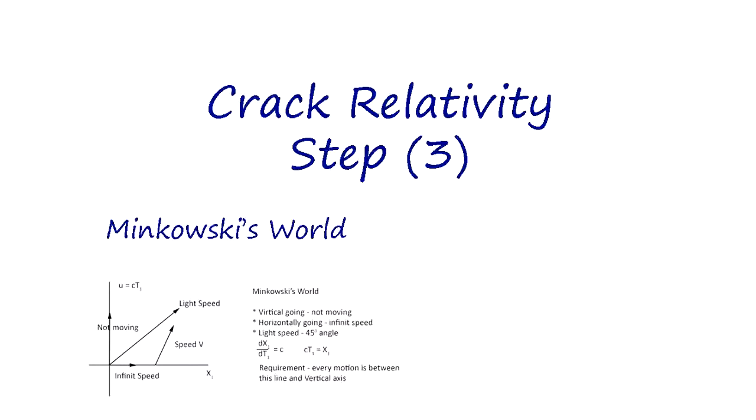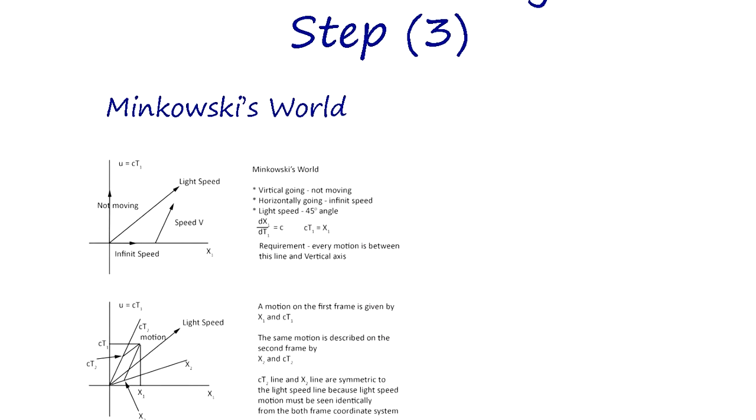Relativity step 3. We cover the last part of special relativity and the basic part of general relativity here. Okay, so there is another way to present special relativity, called Minkowski's world. In this world, he takes the coordinates u equals ct, and x.